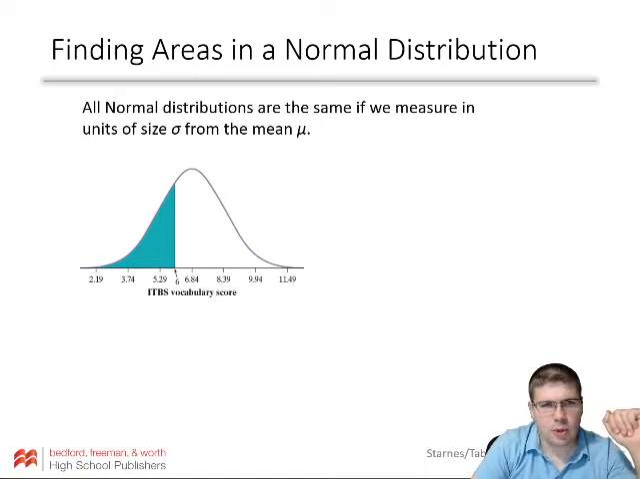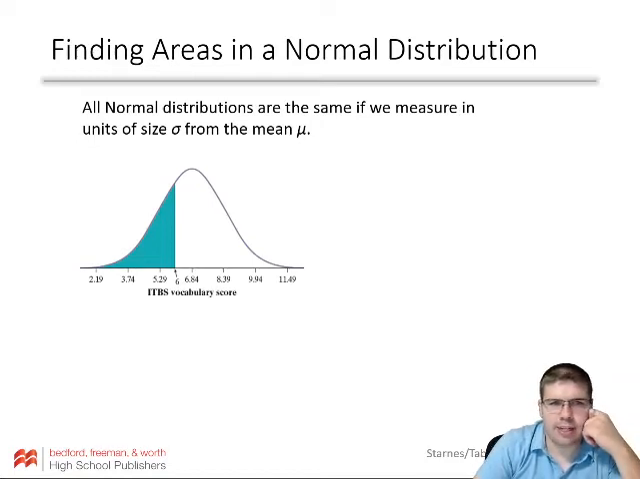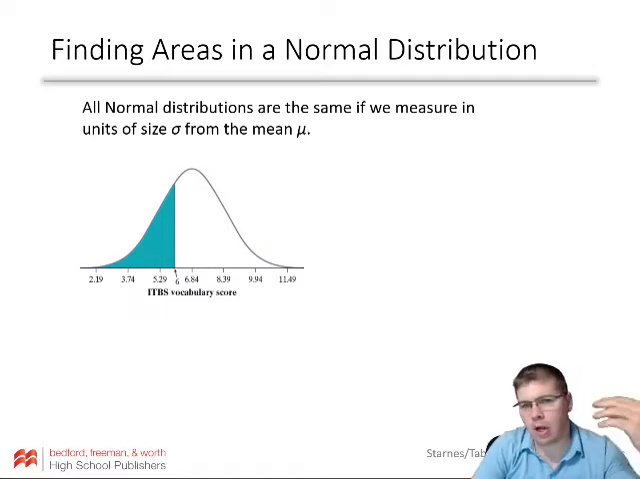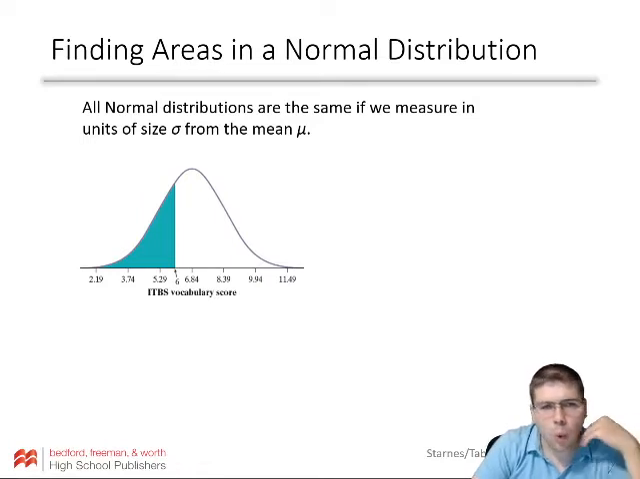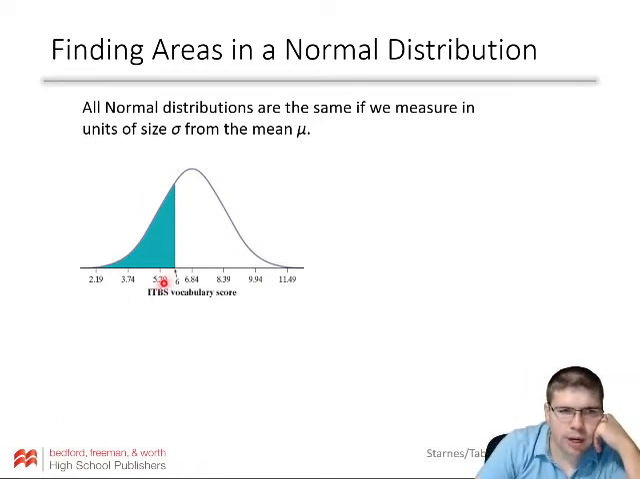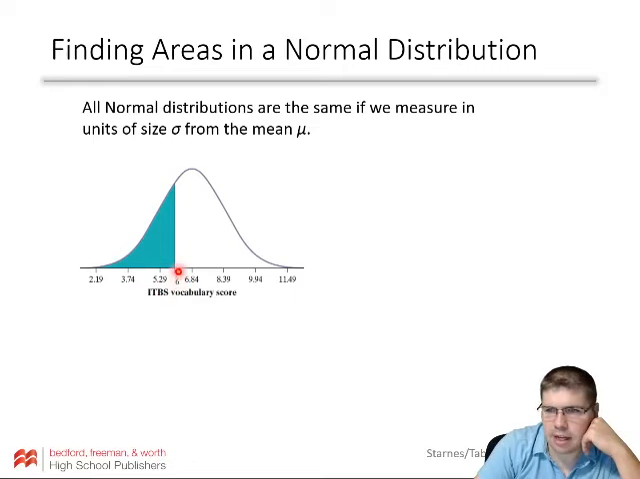Hey, APStat. So we're going to continue finding areas of the normal distribution, and we're going to focus now on going beyond the empirical rule, beyond that 68, 95, 99.7 rule. So what do we do in situations where we have cutoffs, if we're looking for areas under the normal curve that don't correspond to exact standard deviations away?